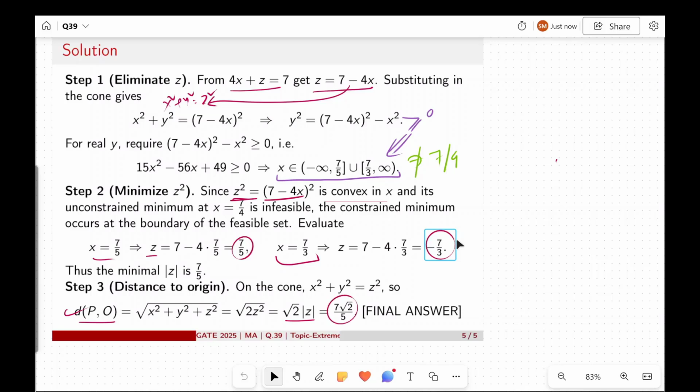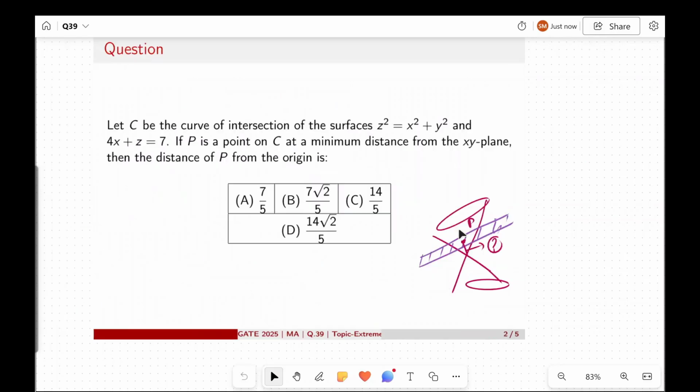The point is that 7 by 5 is of course less than 7 by 3, so we choose this smaller value of mod z, which gives 7 root 2 by 5. This is the final answer. Now let's get back to the options. Option B is 7 root 2 by 5, and it is the correct option. This is the whole argument for this question. Thank you.